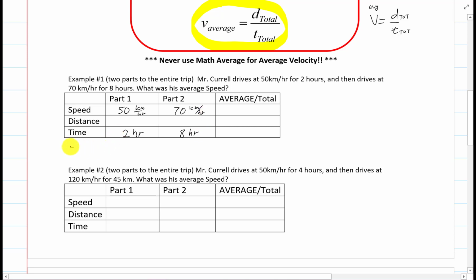So the formula here is distance is velocity times time. I got 50 times 2, and I get 100 here. So I drove 100 kilometers here. I'm going to highlight that yellow because that's one of my first things that I calculated. And then over here, I'll do it in red. I get 70 times 8, and I get 560. So this was 560 kilometers.